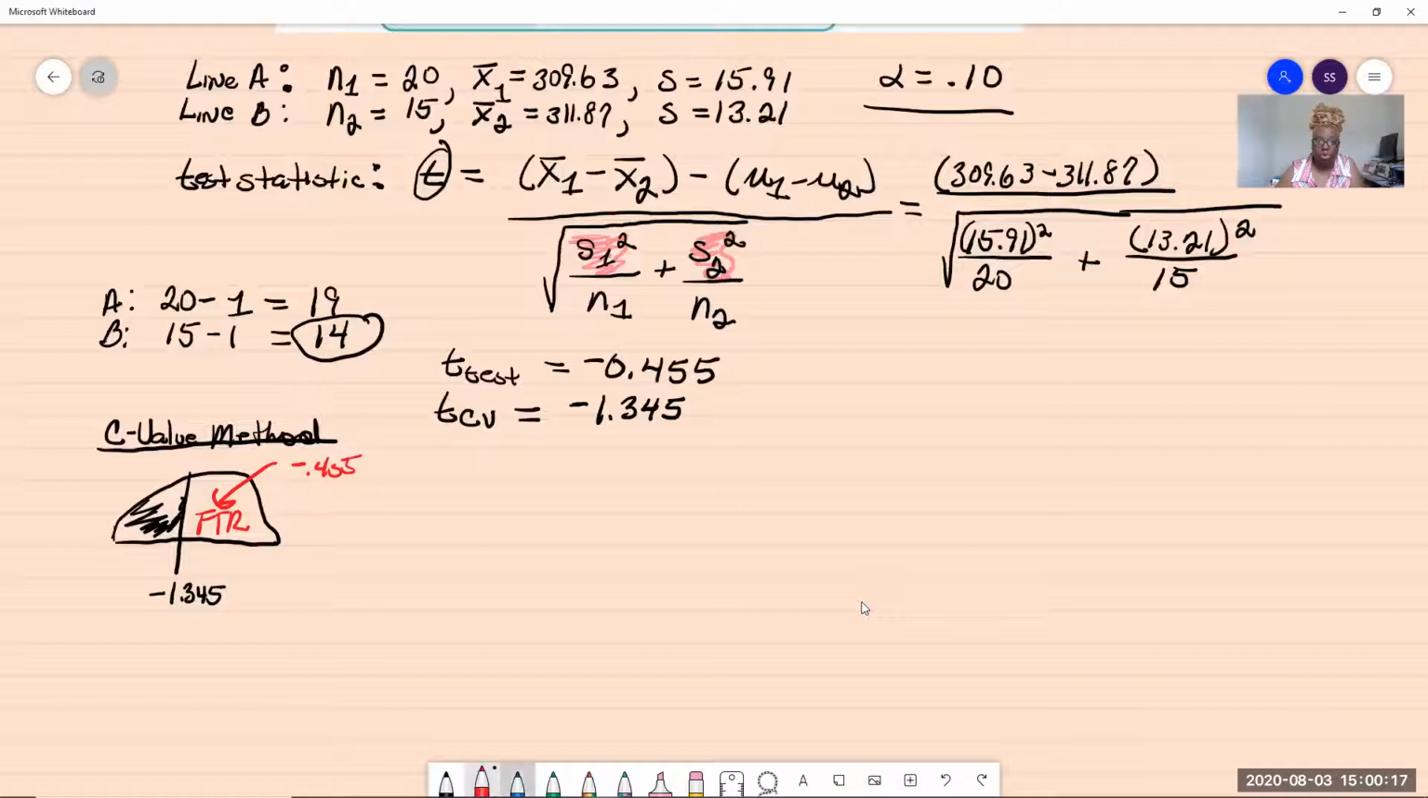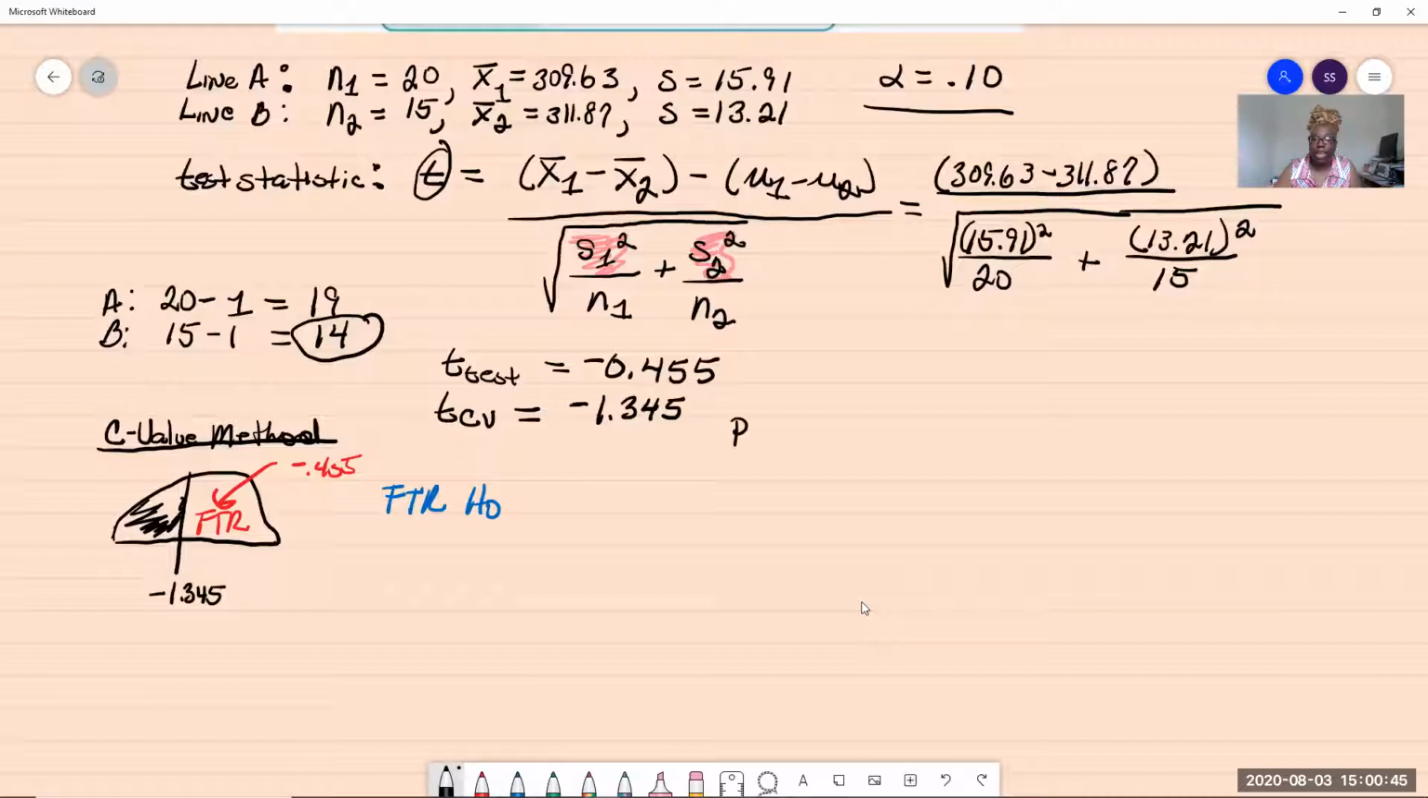So we're going to fail to reject the null hypothesis. So we don't know anything. What do you know when you fail to reject the null hypothesis? We don't know anything. We don't have enough evidence to say that it is or it isn't. That's what fail to reject the null hypothesis is, which we'll write in our conclusion in a minute. All right. So let's go on with the other two methods.